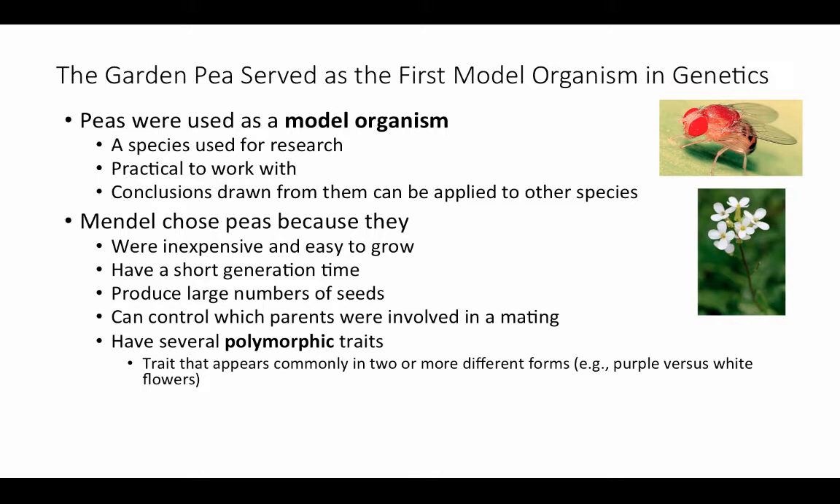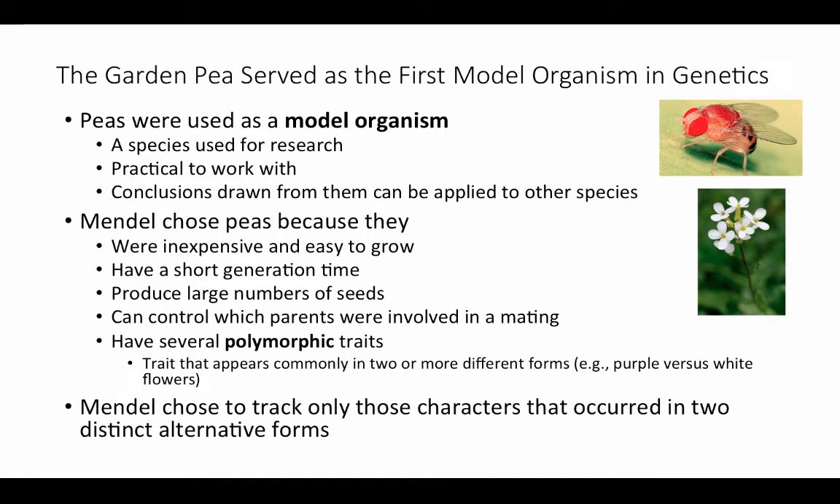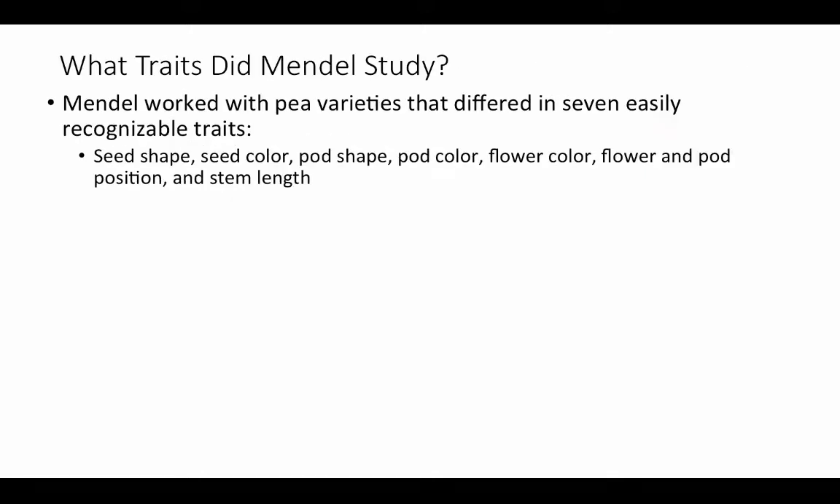But also they have several polymorphic traits, so traits that can come in different forms. So a trait that appears commonly in 2 or more different forms, for example, purple versus white flowers. Mendel chose to track only those characters that occurred in just 2 very distinct alternative forms, where you didn't see anything in between in your population of plants. It's either this or that. That made it very easy to score whether a trait is present or absent. So now let's take a look at the particular traits Mendel used.